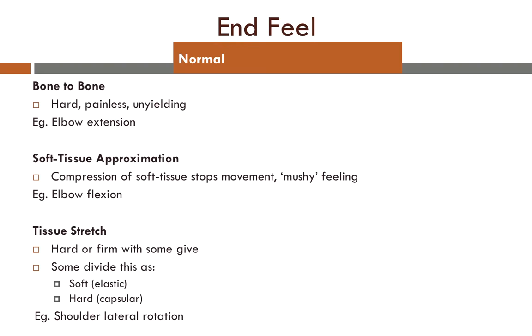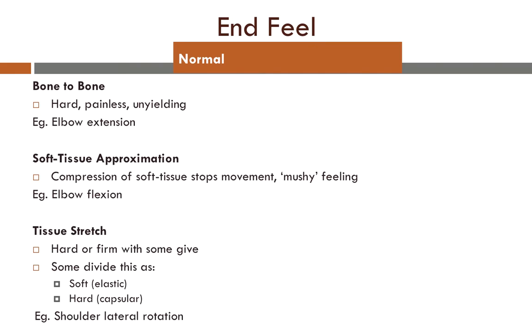End feel can be classified as either normal or abnormal. Some normal types of end feel are bone to bone, which is hard, painless, or unyielding. For example, elbow extension. Soft tissue approximation. This is where compression of soft tissue stops the movement. There's a mushy feeling. For example, elbow flexion.